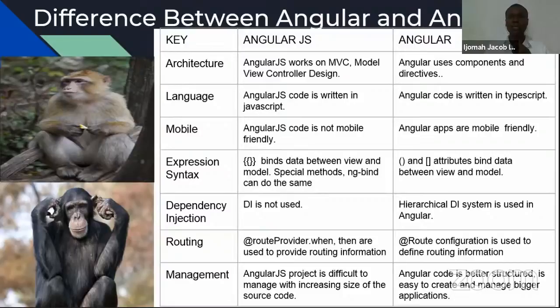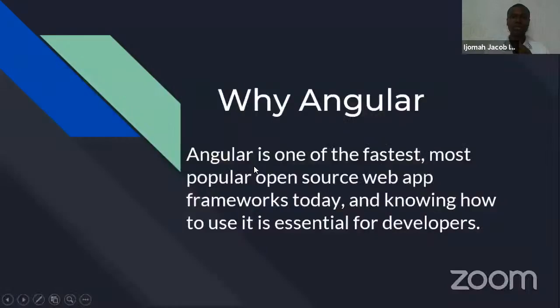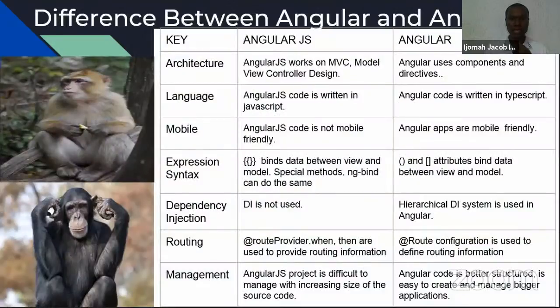All right, if you jump down to the expression syntax, you see that AngularJS binds with double curly braces, which you can find here. It binds data and model. Meanwhile, Angular uses brackets and parentheses, attributes that bind data between the view and the model.